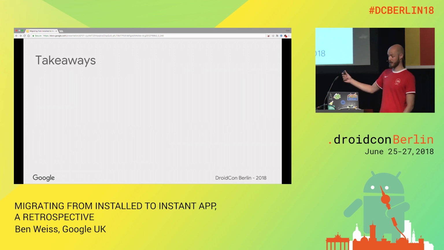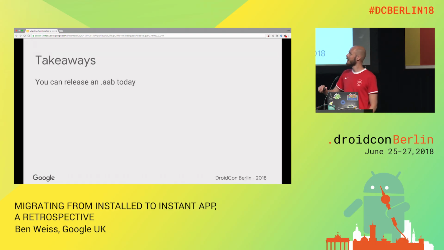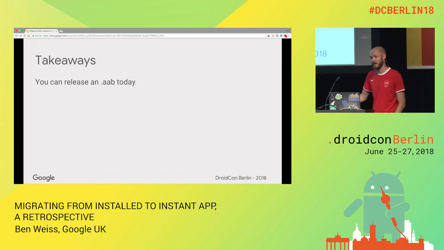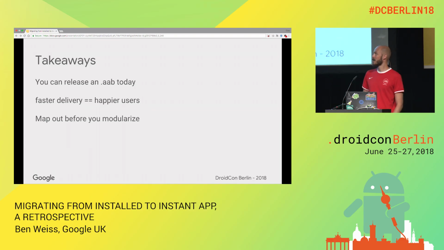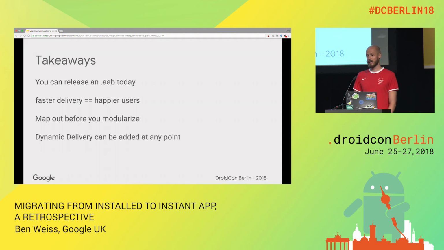With that, that's the second step of takeaways, and I promise this will be the last slide on that. You can easily release the app bundle today. And if you don't want to, please talk to me later on, and I'm happy to hear what's going on and why it doesn't work for your use case. Also, faster delivery makes your users happier because it makes the app a lot more usable and faster usable. And map out your plan before you start modularizing. Don't just jump in and modularize everything, but make sure that you have a plan of where you're going. You can add dynamic delivery at any point. You can use a dynamic feature module in the first place, and later on add dynamic delivery, so you don't have to do that all in one go.